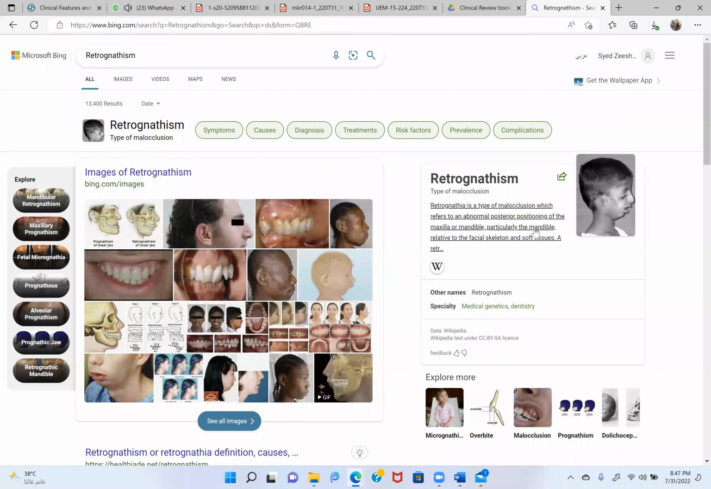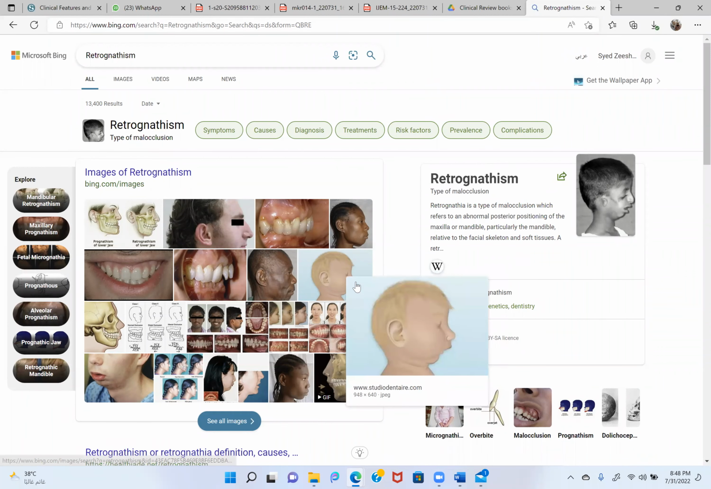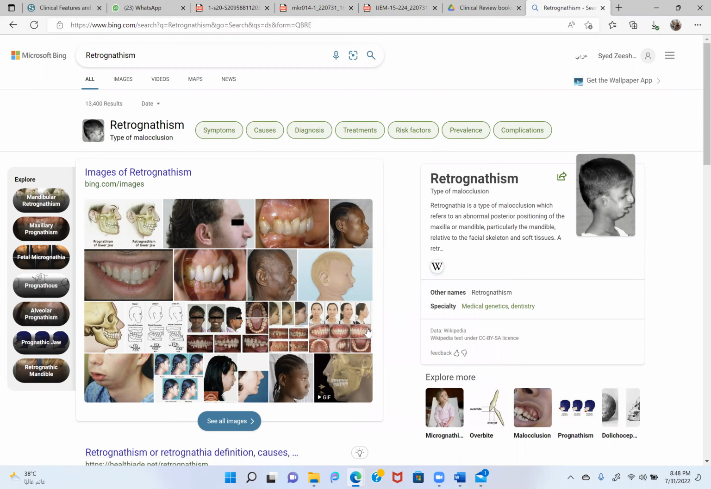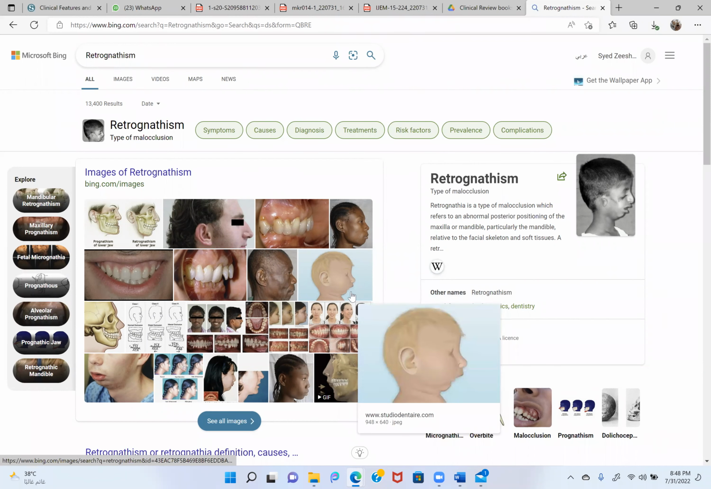Retrognathism is the type of malocclusion which refers to an abnormal posterior positioning of the maxilla. It's like retracted inside, going inside. So whenever you see a baby like this, this is a warning sign, because you will definitely have difficult intubation.